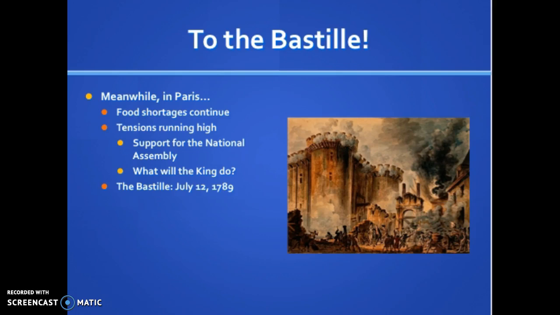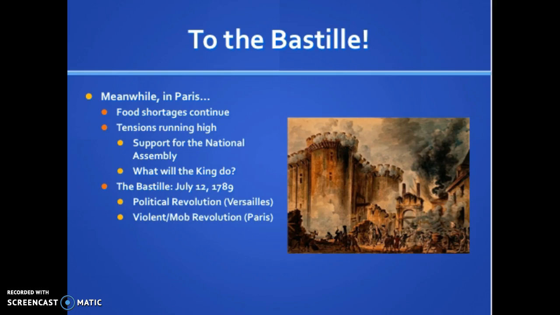On July 12, 1789, tensions boil over when the people of Paris storm the great fortress in the center of the city known as the Bastille. The Bastille was an old storehouse for weapons and gunpowder. The Bastille was also an old prison, notorious for torture and brutality. The mobs killed the guards, cut off their heads, and carried them around the city on long spears. Now, why is this important? The storming of the Bastille is important because it shows that the poor peasants of Paris support the revolution.